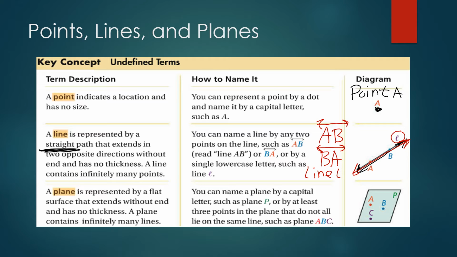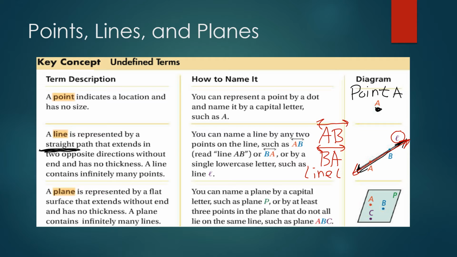And our last term for right now is a plane. A plane is represented by a flat surface that extends without end and has no thickness. A plane contains infinitely many lines. Since this is a video, you can't see me right now, but I always like to describe a plane like the floor. Imagine the floor of a room, and it just went on forever. It goes a long ways, it's got width, but you can also be off the floor. If I were to stand on a ladder, I wouldn't be on the floor anymore.